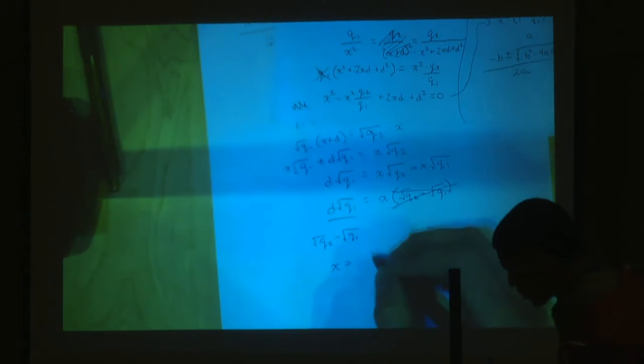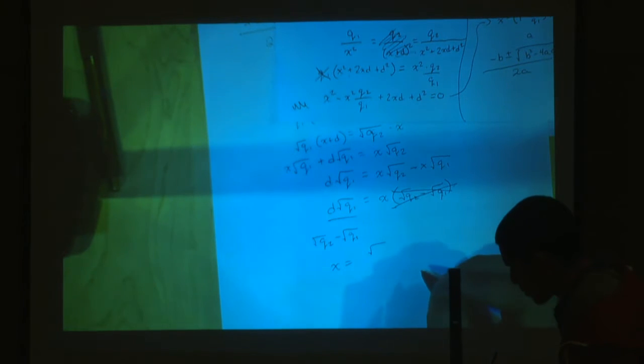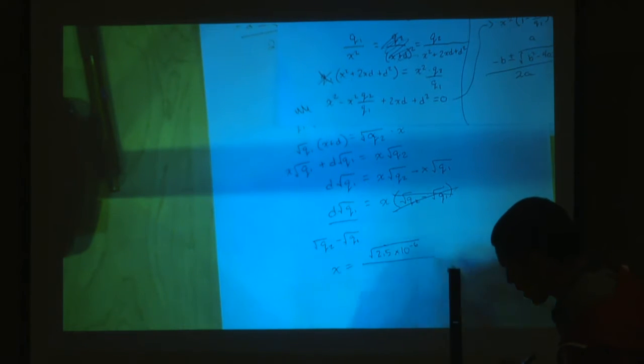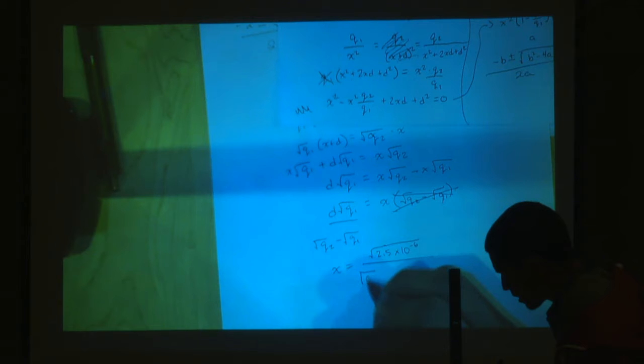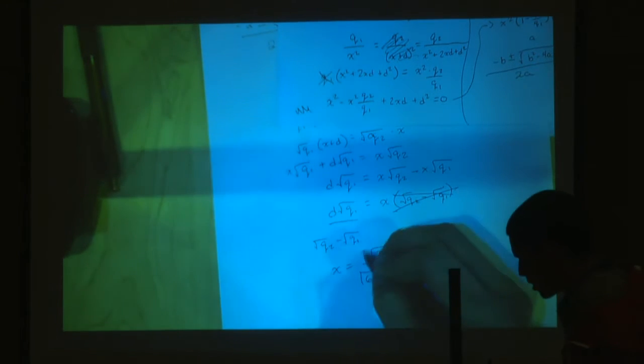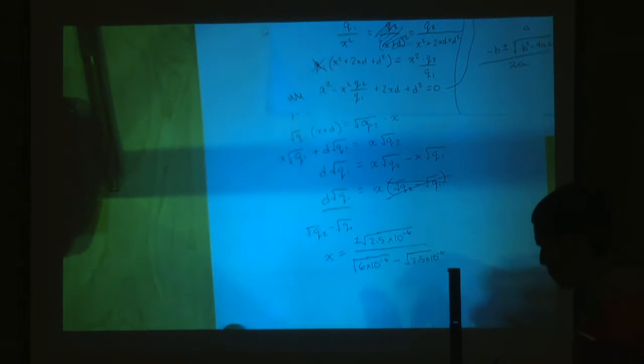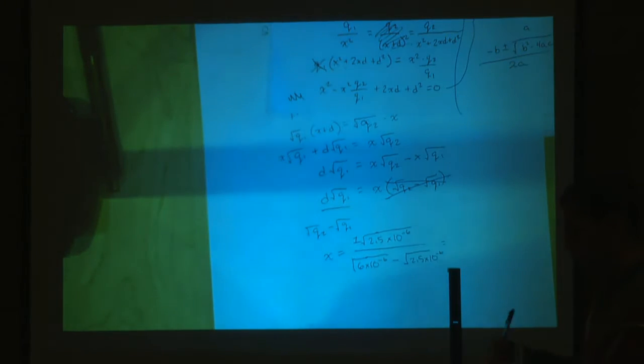Thus, x is equal to 1 times the square root of Q1, where Q1 is 2.5 microcoulombs. So here we need to take into account times 10 to the negative 6. We have 6 times 10 to the negative 6. Distance is just 1. 2.5 times 10 to the negative 6. Let's plug this into our calculator here.